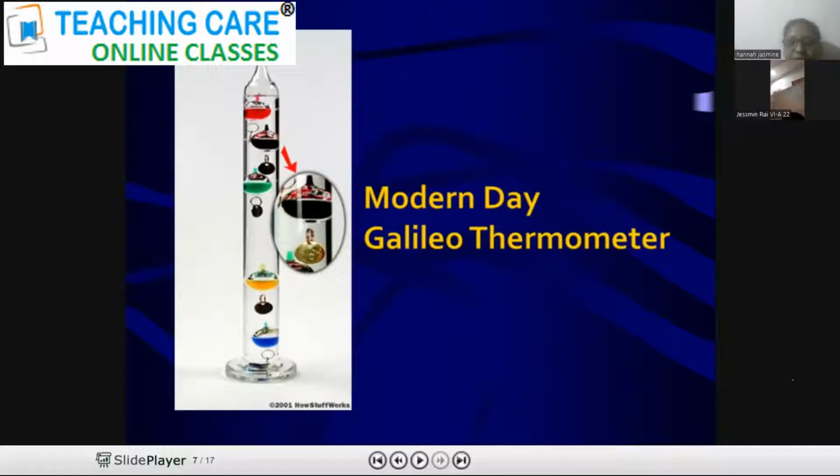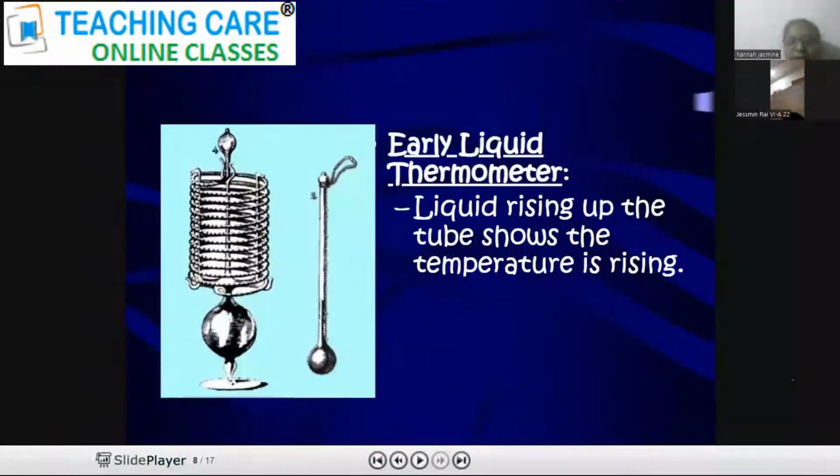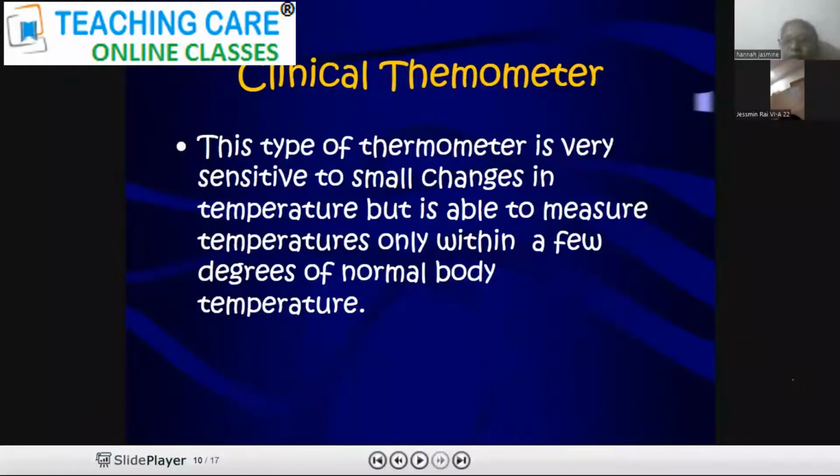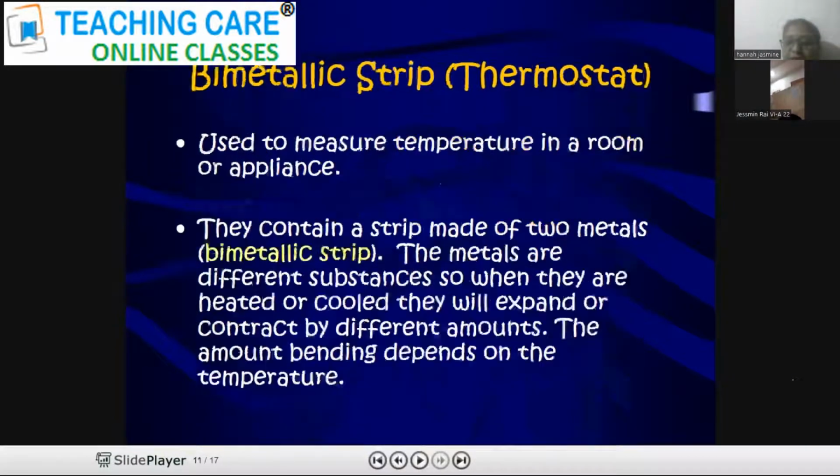Can you see this? Yes, ma'am. This is an earlier liquid thermometer. In the bulb, you'll have the mercury, and it will be going round and round across the coil. Each coil, as it moves, has a measurement. So this is the liquid thermometer. Can you see here? This is mercury. The expansion and contraction of the liquid is used to measure the temperature. Now, the clinical thermometer is very sensitive, and it measures even very small changes. That is what is used in the present day.